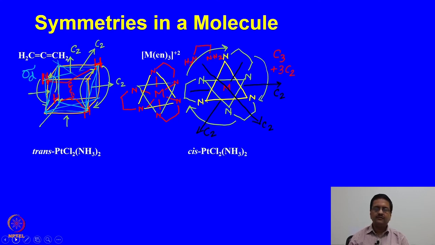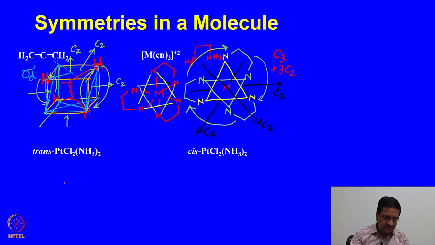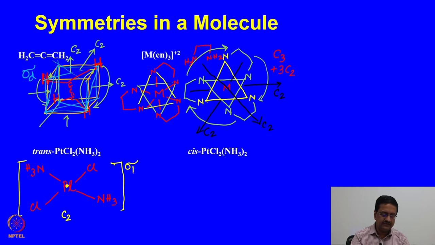Now let us see two very similar molecules, which are all very well known molecules. So if we write platinum at the center, when I say that it is trans, we write it as trans in this way. So, what are the symmetry elements that you can see in this molecule? This molecule has a C2 which is passing through the center of this molecule. This molecule has a plane of symmetry which is perpendicular to this C2. So, it is sigma H.